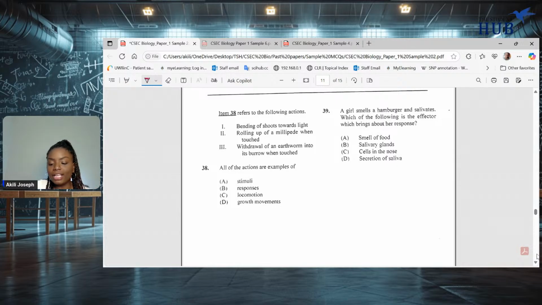Right? Item 38 refers to the following actions: bending of shoots towards light, rolling up of a millipede when touched, or withdrawal of an earthworm into its burrow when touched. All of the actions are examples of, is it examples of stimuli, responses, locomotion, or growth movements? It's going to be B, responses, right?